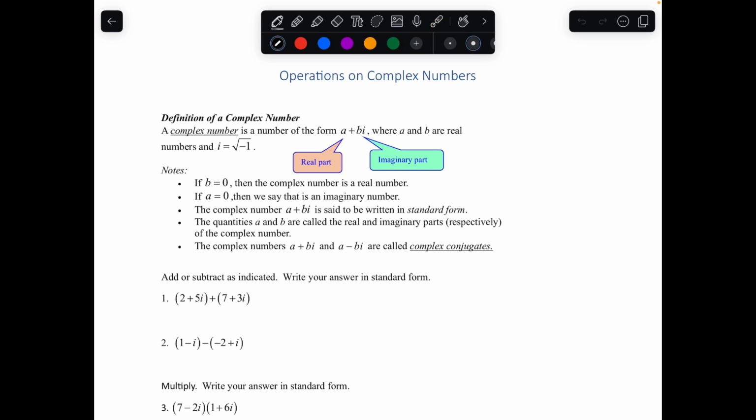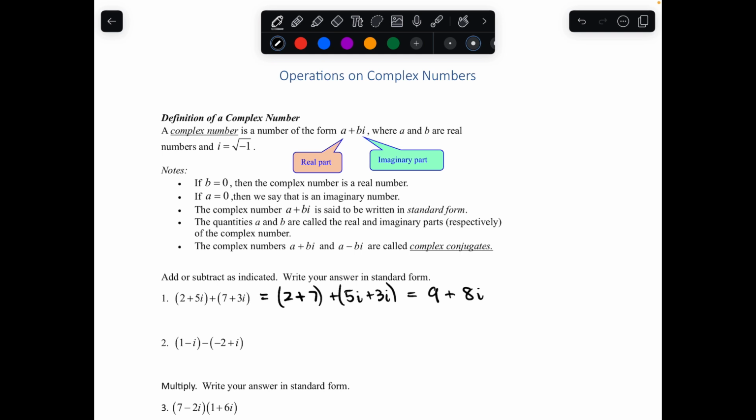Now, when adding or subtracting complex numbers, you want to make sure that you keep the real parts together and the imaginary parts together. So let's go ahead and try it. For number 1, we have 2 plus 5i plus 7 plus 3i. So we can go ahead and rewrite this with the real parts together and the imaginary parts together. So we have 2 plus 7 plus 5i plus 3i. And so we can even group them in parentheses if you like. Then this becomes 9 plus 8i. Since we have a plus bi, this is in standard form.